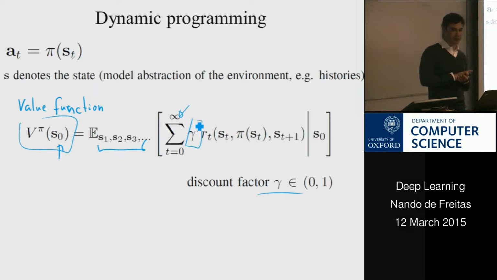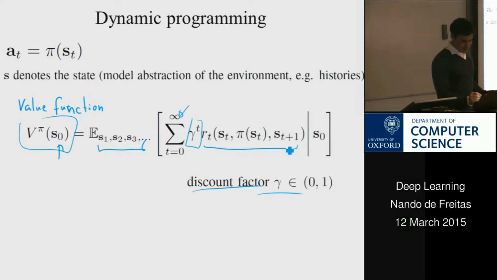Another way to think of this, if you're more probabilistically inclined, is we're essentially placing a geometric distribution on when we believe we're going to get a reward. So 1 minus gamma times gamma to the t, indicating that you get rewarded at time step t. But the most intuitive way to think about it is just a discounting of future rewards.